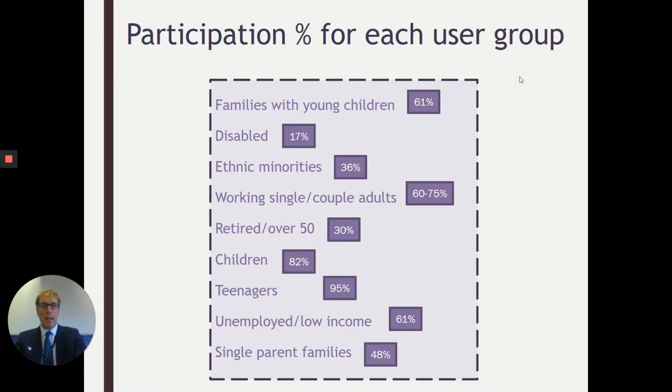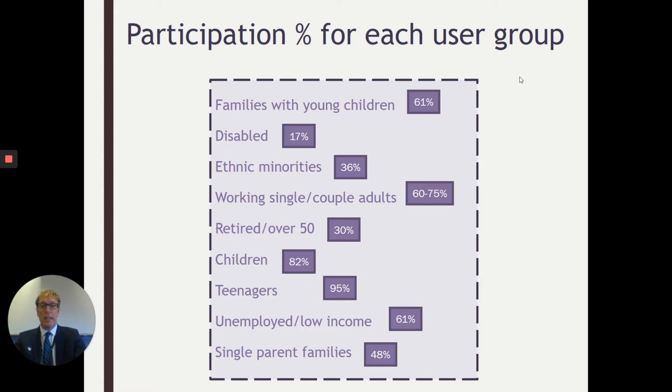Now, these particular percentages that are on the screen, it's not essential that you know these percentages, but it's important that you understand the differences between these percentages. What I mean by that is if you look at teenagers there, so that percentage there is saying that 95% of teenagers take part in some sort of physical activity each week, and that's the highest percentage on there. Whereas, let's say, disabled or ethnic minorities, it's quite a lot lower.